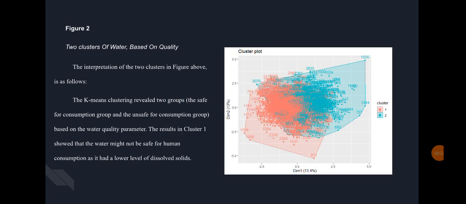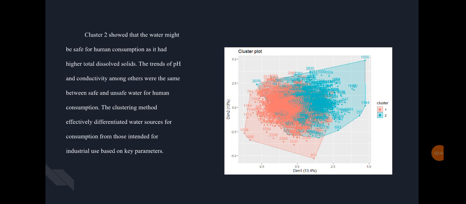This is the second figure, which is showing two clusters of water based on quality. This is a cluster plot. The interpretation of the two clusters in the figure is as follows. The K-means clustering revealed two groups, the safer consumption group and the unsafer consumption group. The results in cluster 1 showed that the water might not be safe for human consumption, as it had a lower level of dissolved solids. Cluster number 2 showed that the water might be safe for human consumption, as it had higher total dissolved solids.